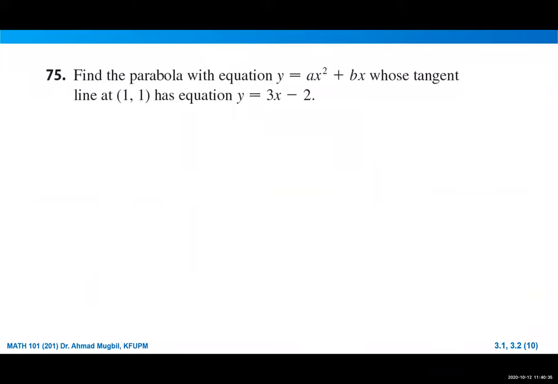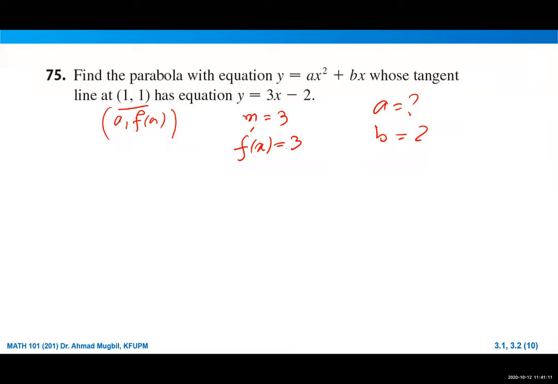Now, we are still in 3.1 and the class is almost done. Unfortunately, this is not acceptable. I will not solve these ideas. Just find the parabola with this equation whose tangent line at this point has this equation. So what do we have? We need to find a and b. We have the point, a and f of a, and the equation of the tangent. So the slope is 3. The derivative should be equal to 3, so find the derivative and put it equal to 3. Also, f at 1 equals 1.